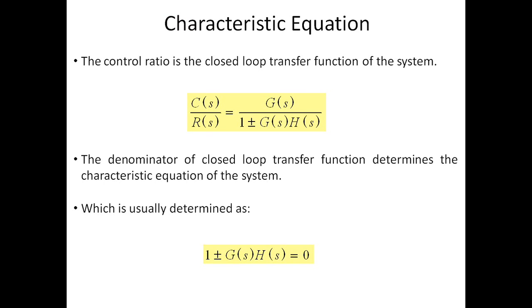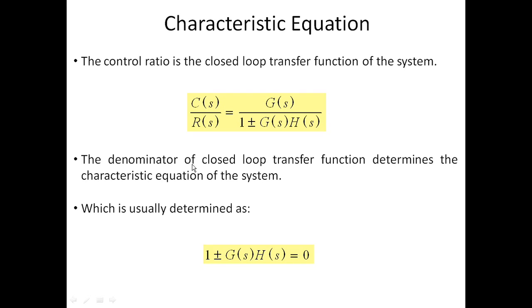Characteristic equation, a very important parameter in a control system. The control ratio is the closed loop transfer function of the system. So this is the control ratio C upon R, which is nothing but G upon 1 plus or minus GH. It depends on negative or positive feedback.